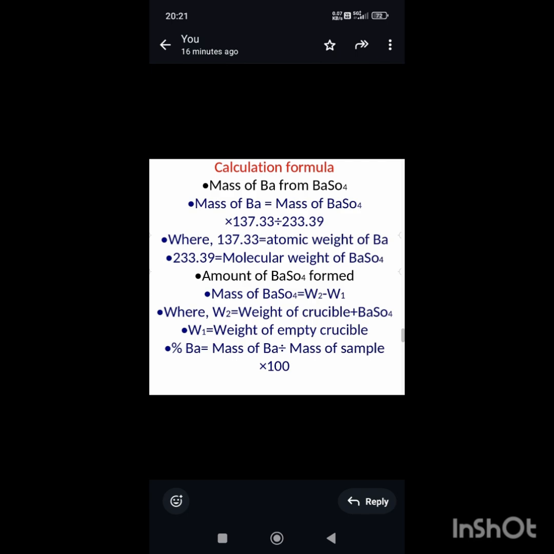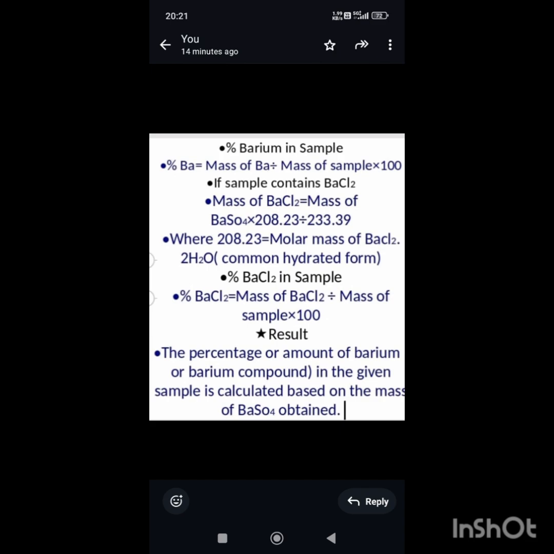Second one, amount of barium sulfate formed. Mass of barium sulfate is equal to W2 minus W1, where W2 is the weight of crucible plus barium sulfate and W1 is the weight of the empty crucible. Third one, barium in sample. Percentage of barium is equal to mass of barium divided by mass of sample times 100.